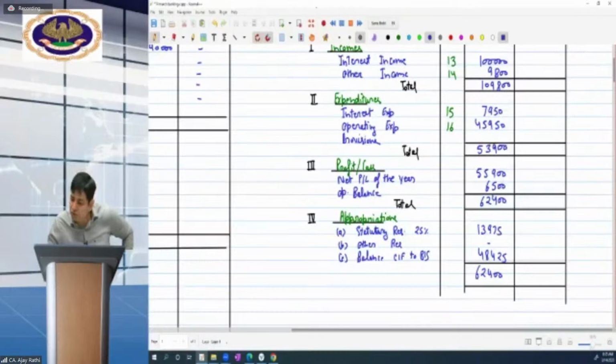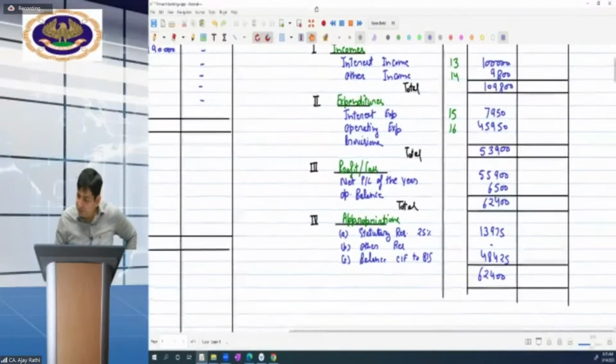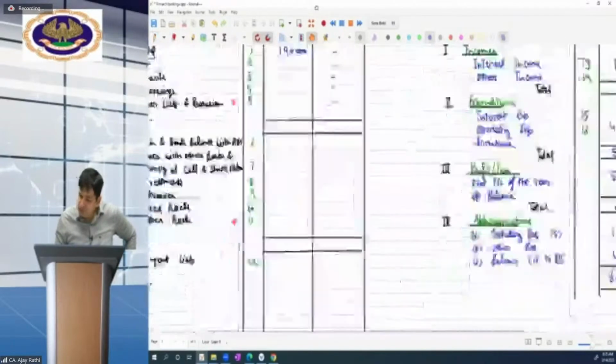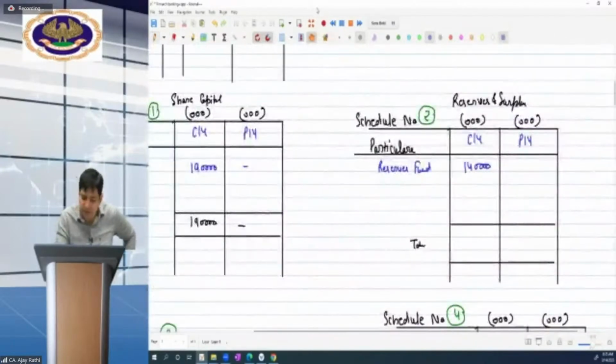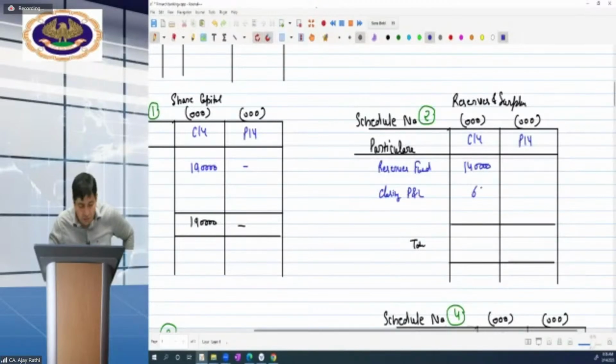The income side total should be, beta why? Abdul, please recheck. Next one. The closing balance 6,500 will be transferred to reserve and surplus. Closing profit and loss, that is how much? That is 6,500.